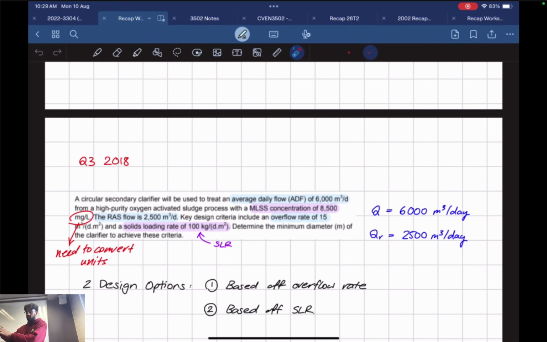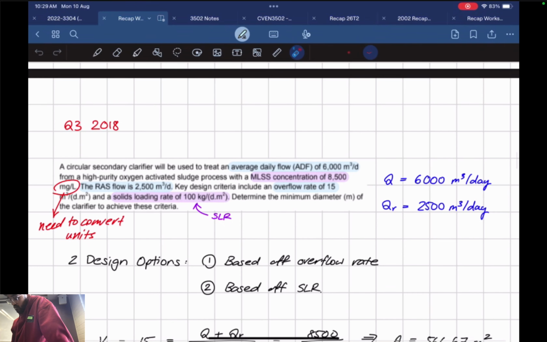Okay. Essentially, this question is a bit weird. Let's read through it first. A circular secondary clarifier will be used to treat an average daily flow from a high purity oxygen activated sludge process with an MLSS concentration. The RAS flow is 2500 meter cube per day. Key design criteria include an overflow rate of 15 meter squared per day per meter, and a solid loading rate. So we've got two different design criteria.